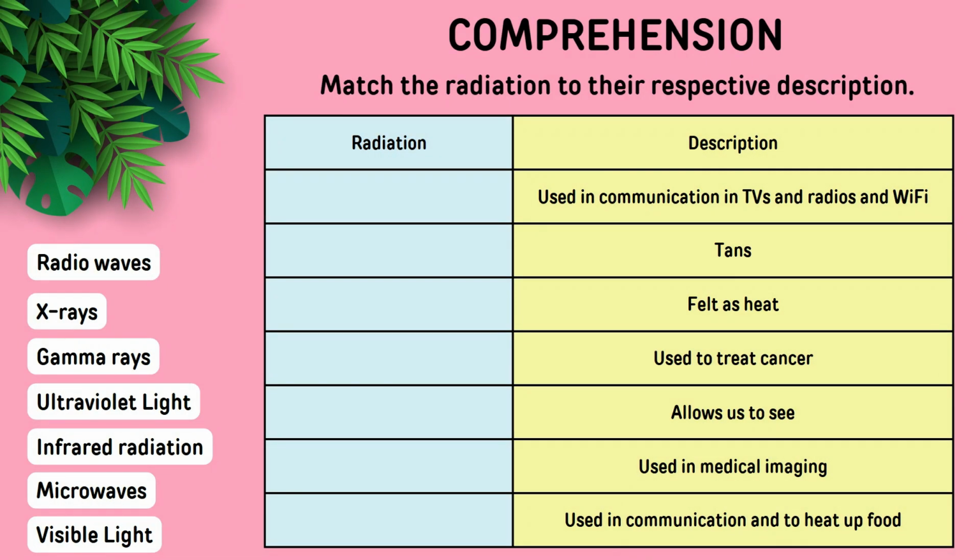Match the radiation to their respective descriptions. So we have radio waves, X-rays, gamma rays, ultraviolet light, infrared radiation, microwaves, and visible light. Which of these radiation is used in communication in TVs and radios and Wi-Fi? Then which one contributes to tans?